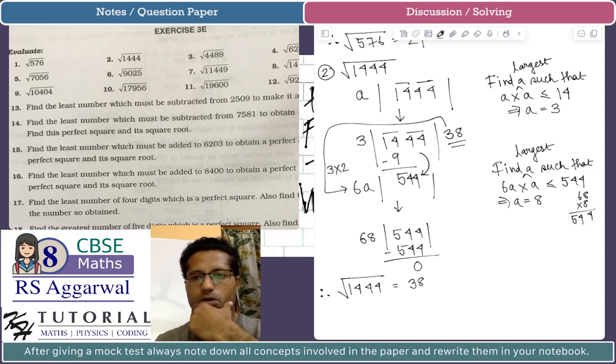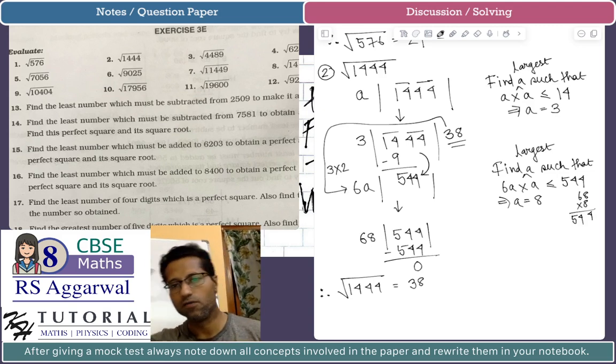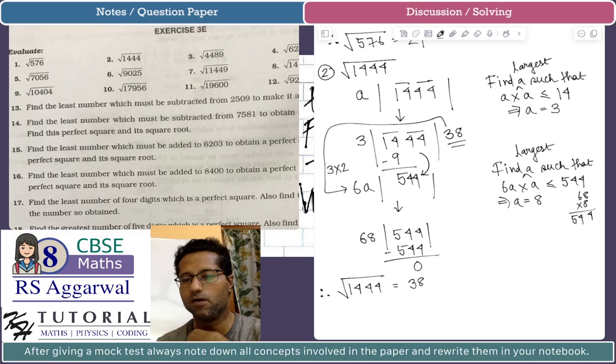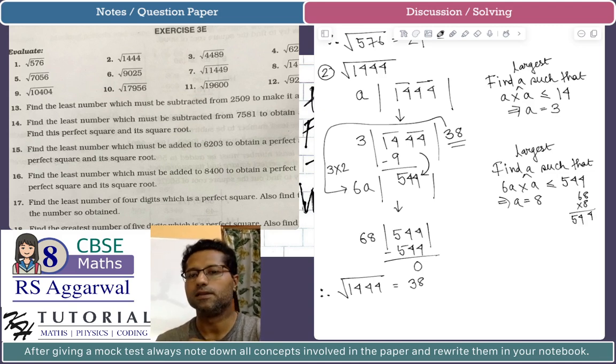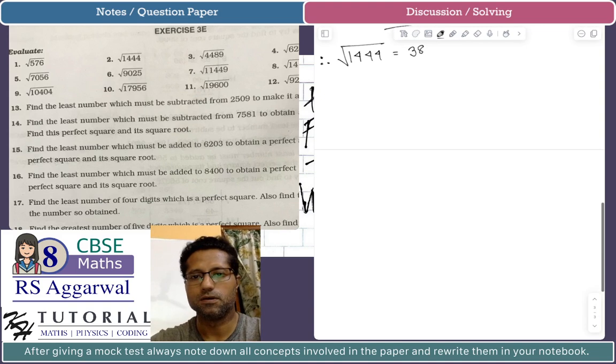As I solve more problems, you will hopefully get the idea of how long division works, how we bring down the next period, how we figure out the current divisor, and how the quotient is getting updated this way. Okay, let's do problem number 3.